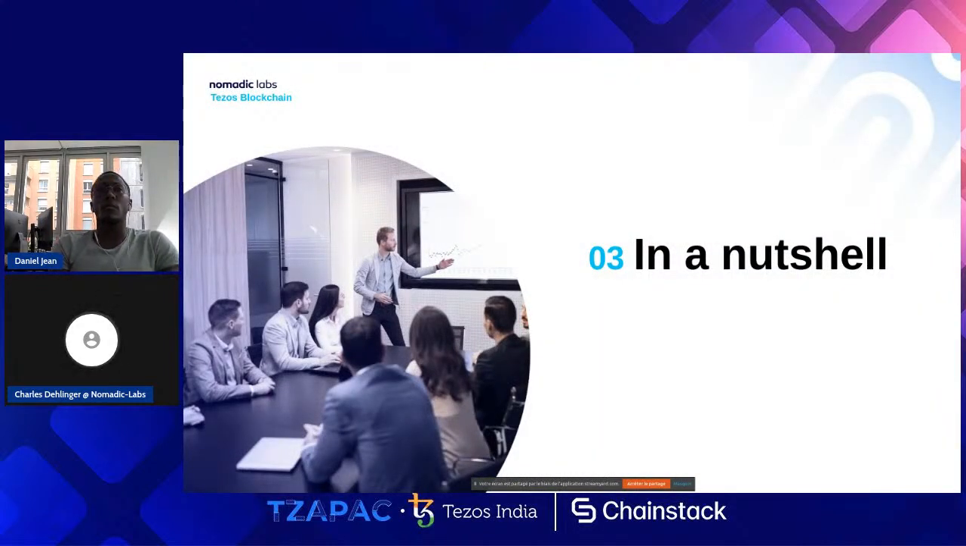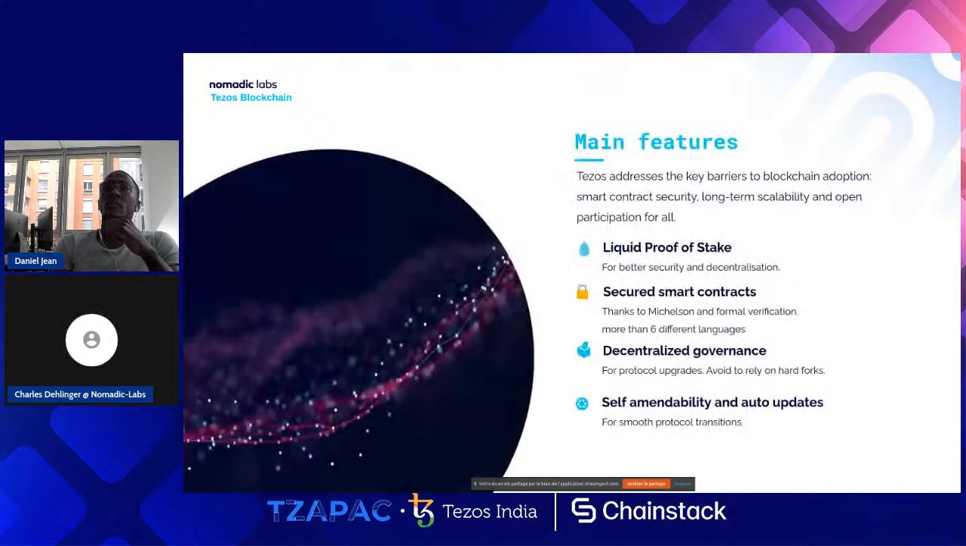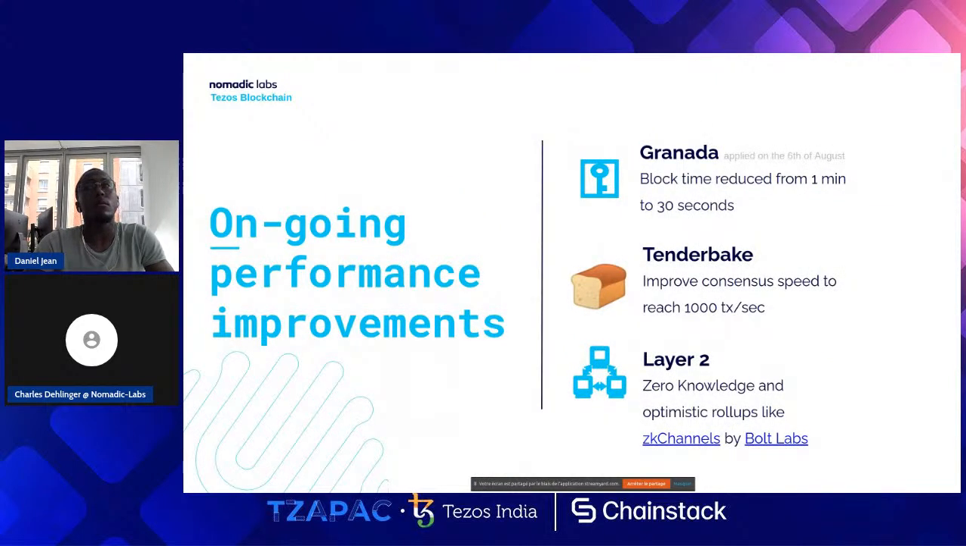Now I will summarize the current and ongoing features of Tezos. Like we have previously seen, the slide sums up all the current features of Tezos: the liquid proof of stake, the security of the smart contracts, more than 6 different languages, the decentralized governance and the self-amending and auto updates. Granada arrived last Friday, and it reduced the block time from 1 minute to 30 seconds.